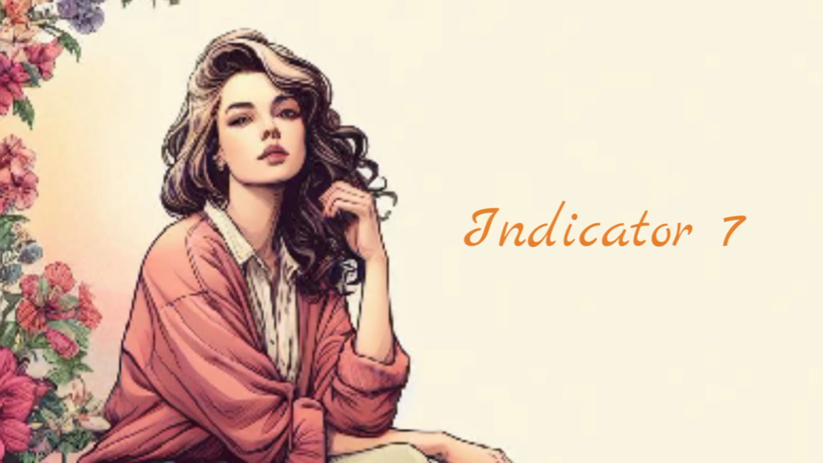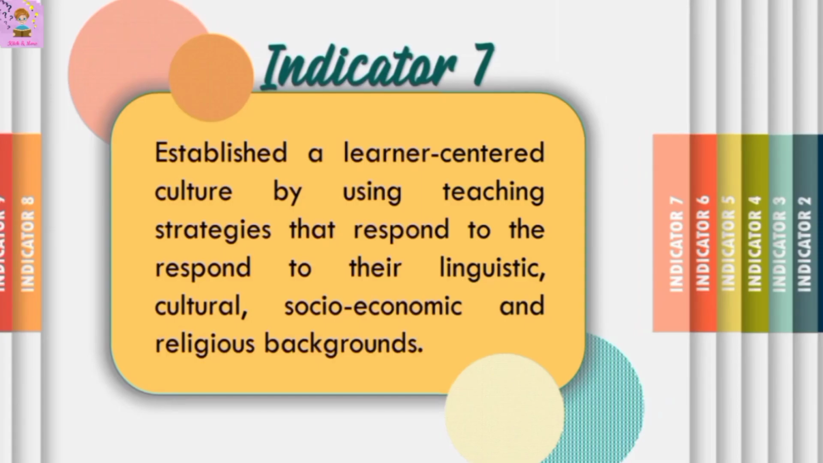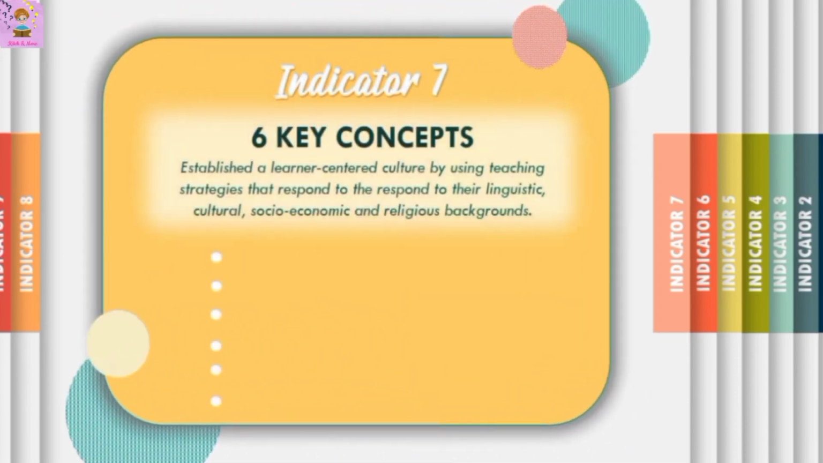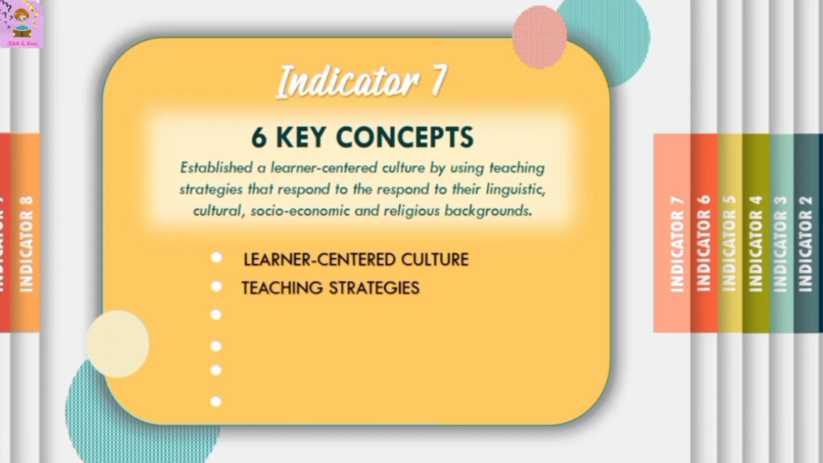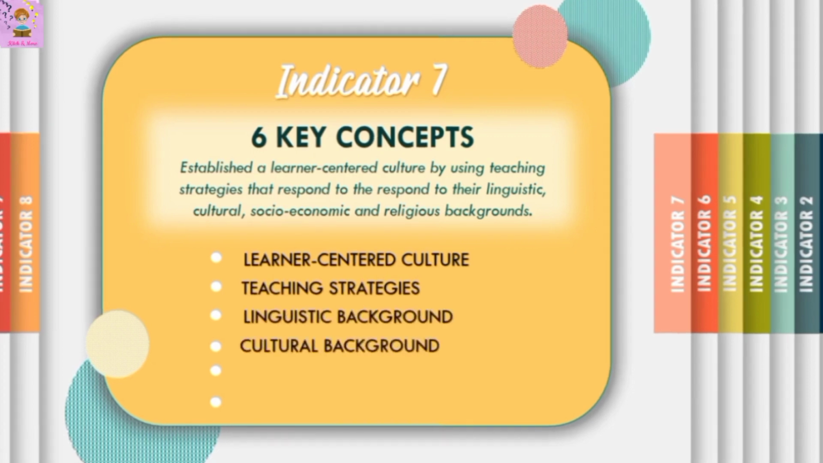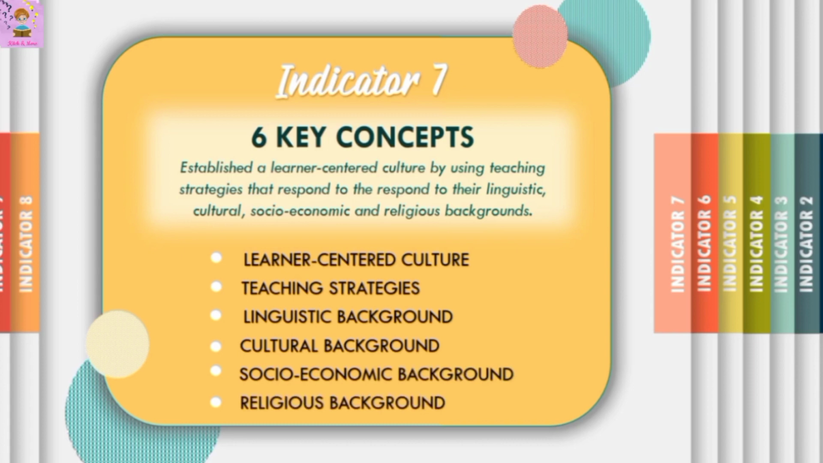Now let's proceed to Indicator 7, established a learner-centered culture by using teaching strategies that respond to their linguistic, cultural, socio-economic, and religious backgrounds. Let's study the key concepts for this indicator. We have learner-centered culture, teaching strategies, linguistic background, cultural background, socio-economic background, and religious background.